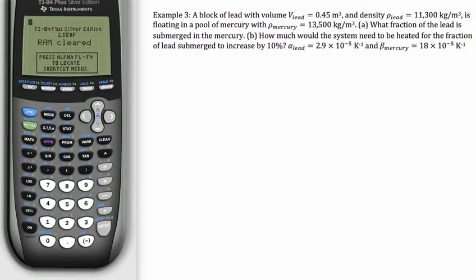Okay, in this example, we're going to look at a block of lead floating in a pool of mercury, and specifically, we're going to look at what happens to that floating lead when the temperature of the system increases. So this is a thermal expansion problem with the added concept of buoyancy.